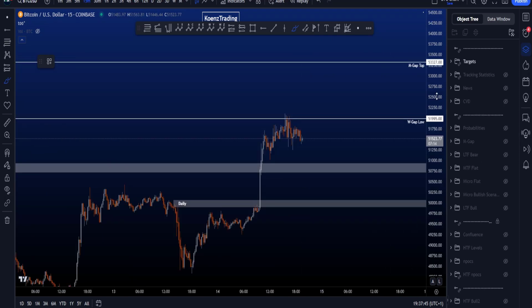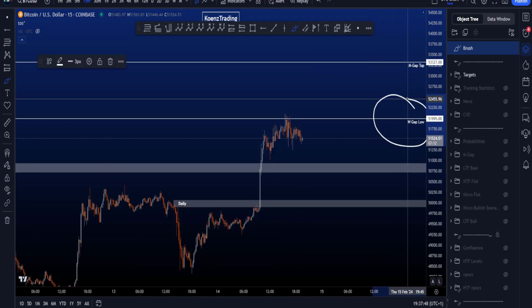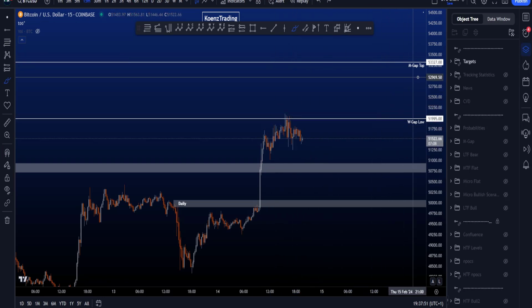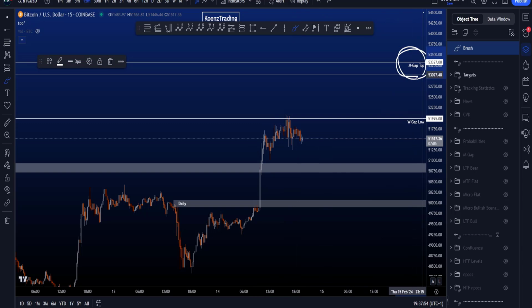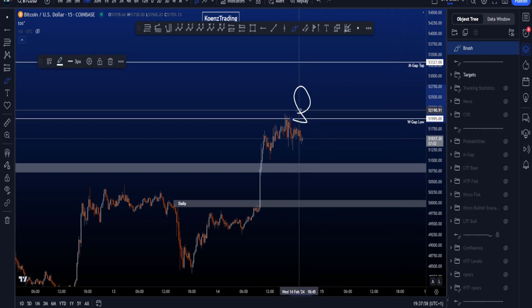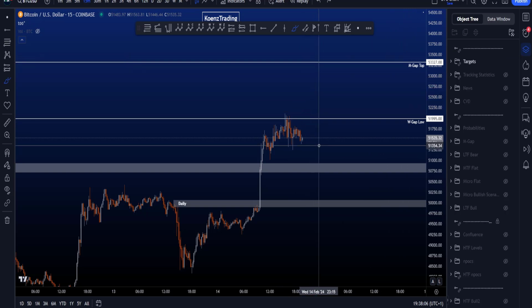Some areas on the chart that are good to know is that we also have a weekly gap, and we now reach the low of this weekly gap. The high of the weekly gap is the same high as the monthly gap top over here at 53.3k. So if we can enter this area, higher probabilities again to move towards the upside.